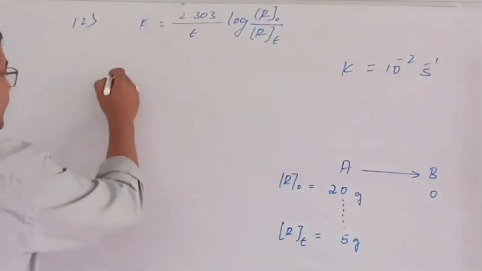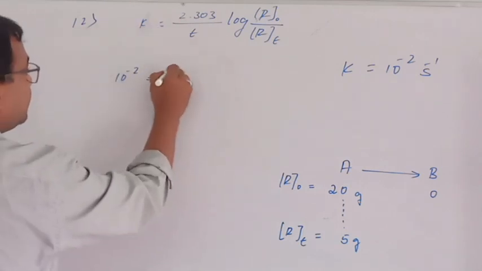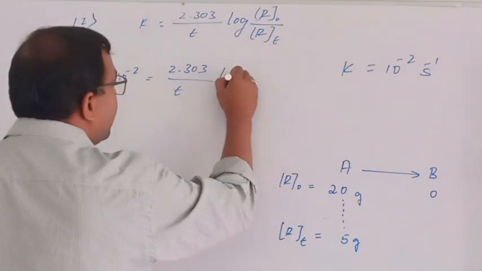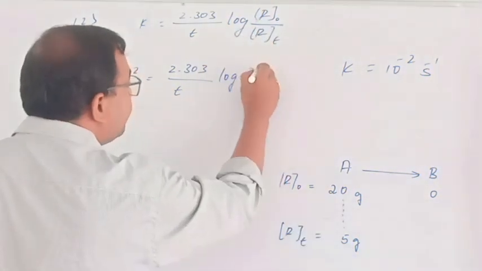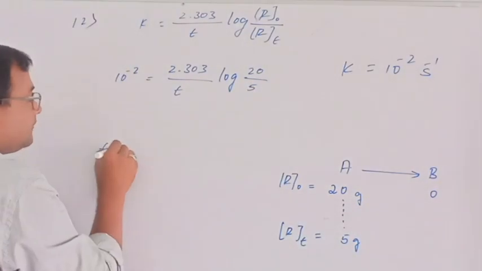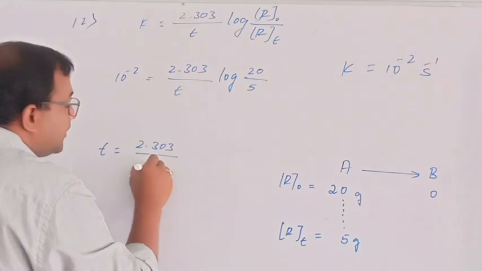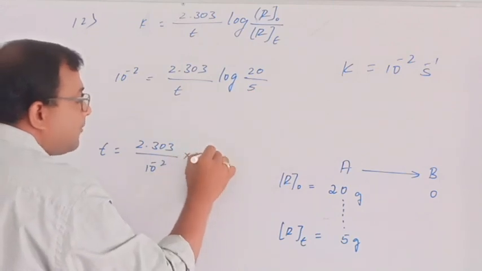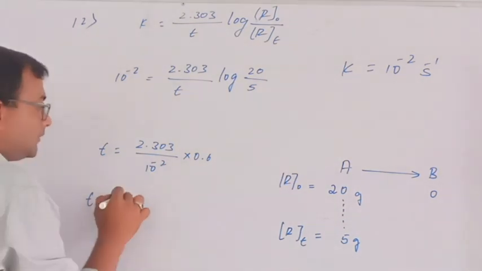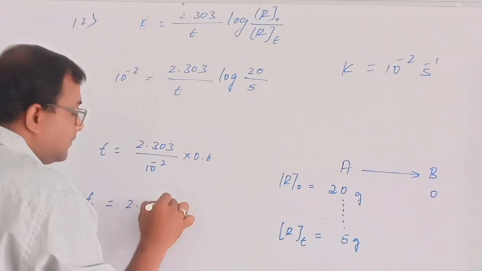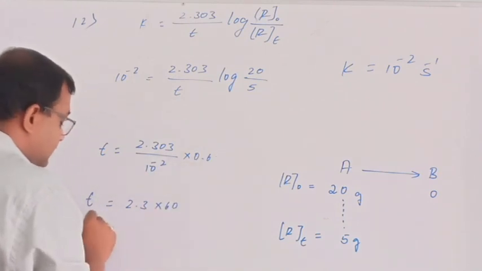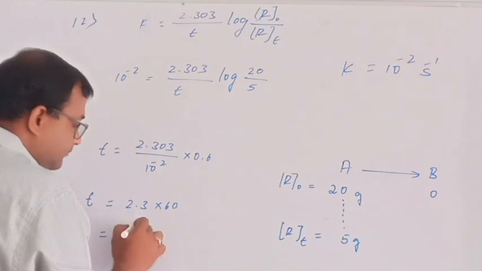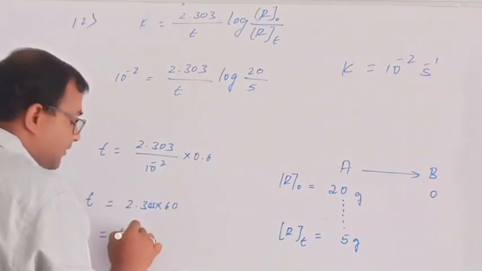Now write down 10 power minus 2 instead of K, then 2.303 by T. We don't know the value of time T, in seconds we need to find out, log of the initial concentration 20 gram by 5 gram. Then T is equal to 2.303 upon 10 power minus 2 log, and this becomes log 4. Log 4 value is approximately 0.6. Then T is 2.303 by 10 power minus 2 into 0.6, so you will get approximately 138.